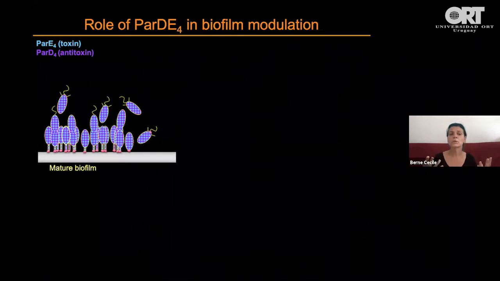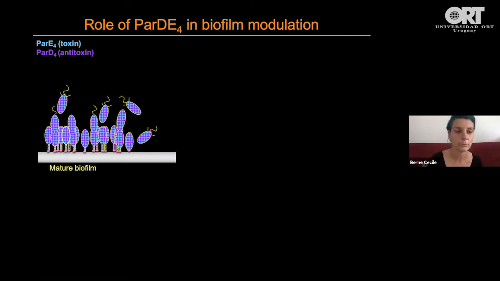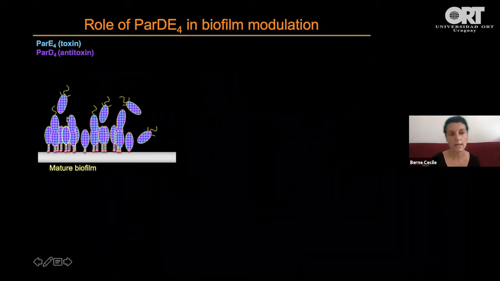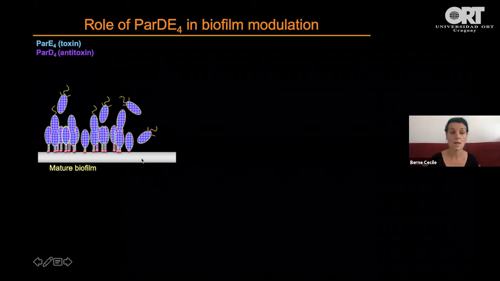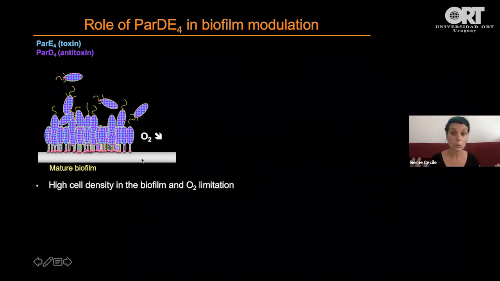So if we want to sum up all those results into a model, this is what I came up with. Here we've got a mature biofilm. For now, everything is fine. Cells are happy, so they produce the toxin PAR-E4 and the antitoxin PAR-DE4. Then the biofilm keeps growing. So now we've got a more populated biofilm.